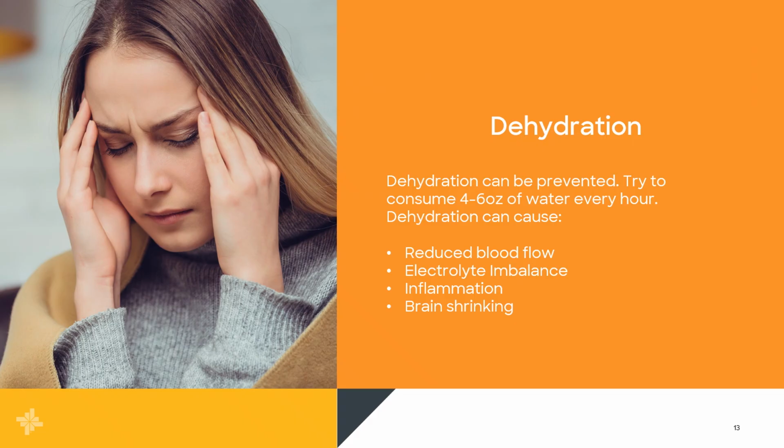So dehydration is one of those things that can be prevented. I like to encourage people to get in 4 to 6 ounces of water at least every hour. Now dehydration, the first thing it's going to cause is a reduction in blood flow. It's actually going to constrict our blood vessels in the brain, so we're not getting as much oxygen in as we want to, which is going to be the direct reason for that headache.